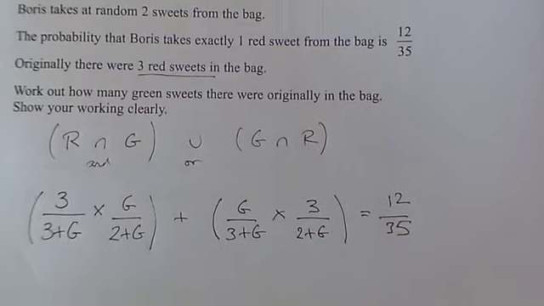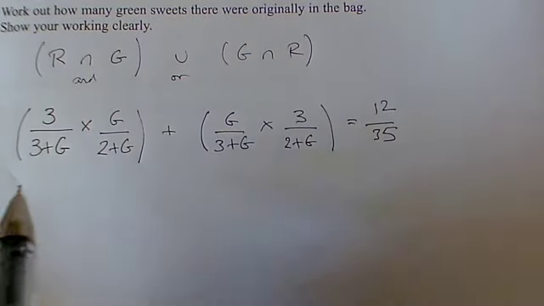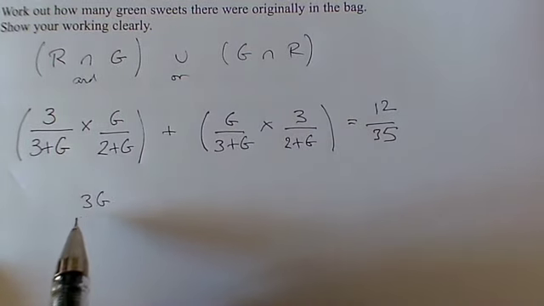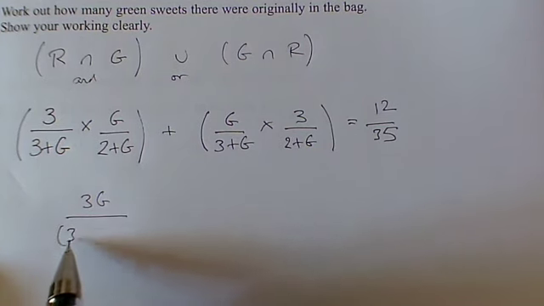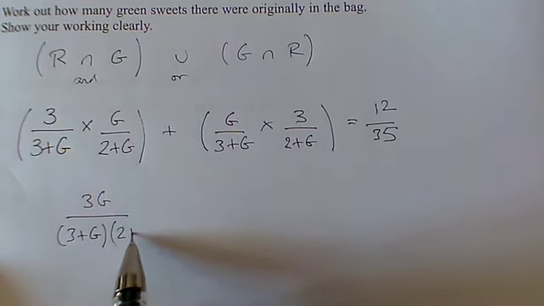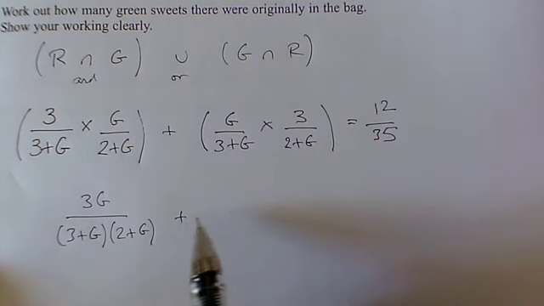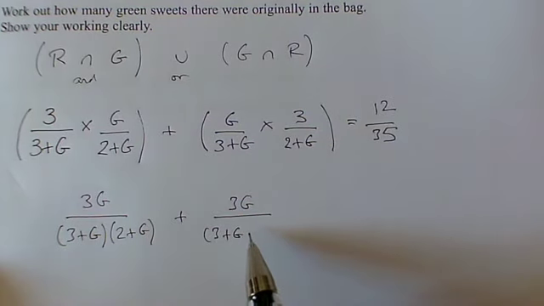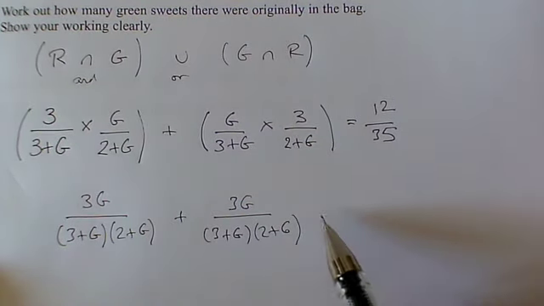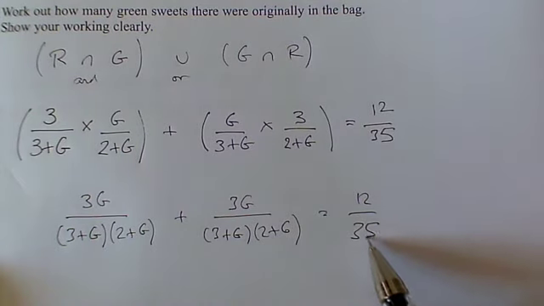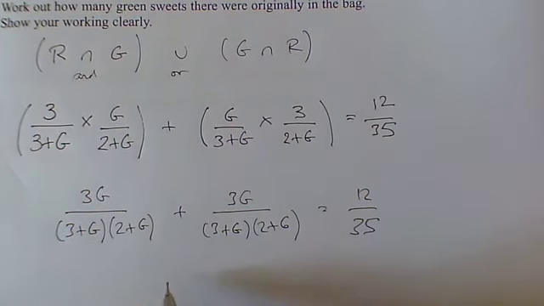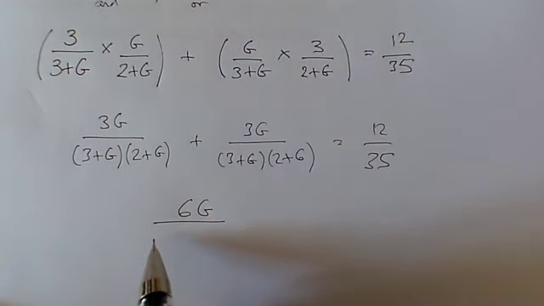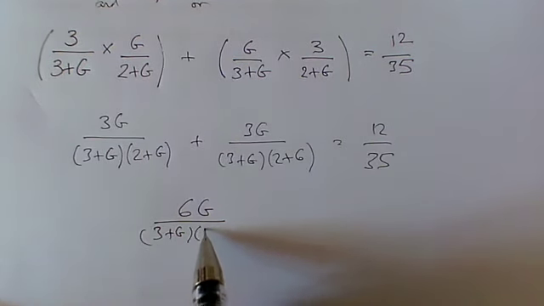I think we can tidy those fractions up. So we've got 3G over (3 plus G) times (2 plus G). Then we've got exactly the same thing over here, haven't we? Nice. And that's 12 out of 35. Now we can add those two fractions together, since they've got the same denominator. And now we've got two fractions that are equal to each other.